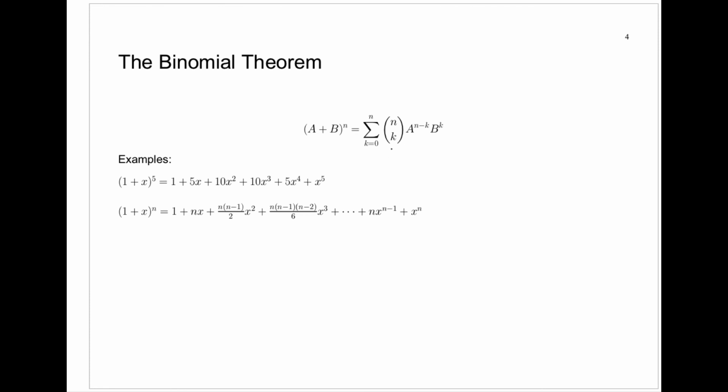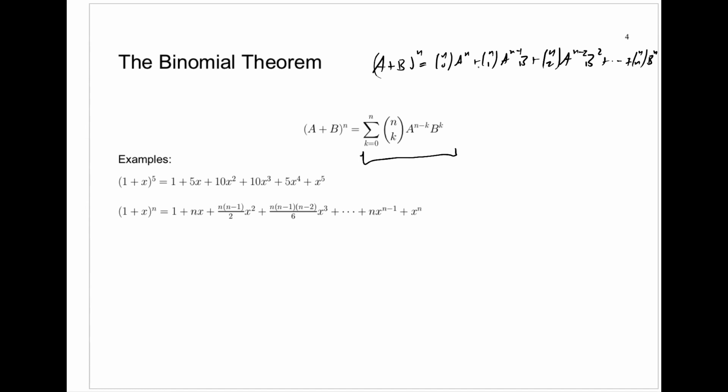Well, if we just look at the nth term, A plus B to the nth power will look like the coefficients from the nth row of Pascal's triangle: n choose 0, A to the nth, plus n choose 1, A to the n minus 1 B, plus n choose 2, A to the n minus 2 B squared. And we're going to keep going all the way up to the very last term, which is n choose n, B to the n.